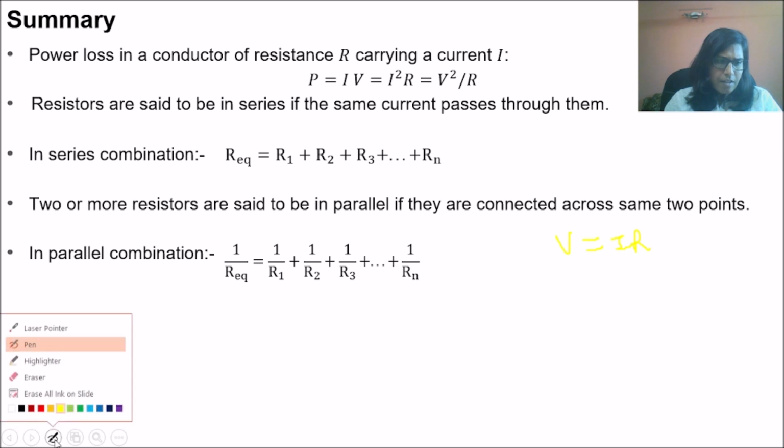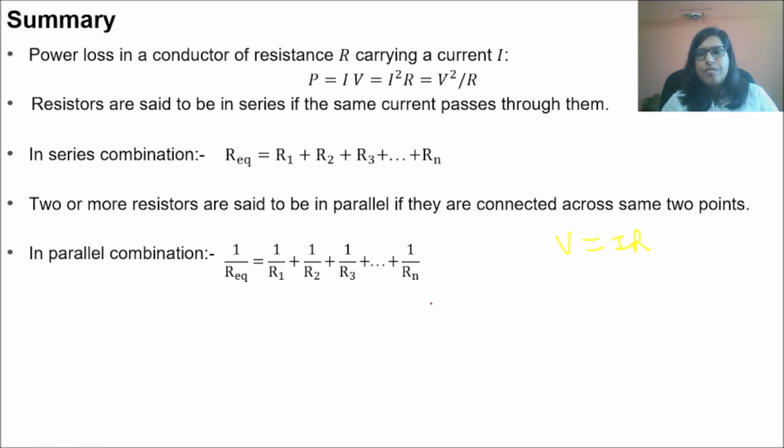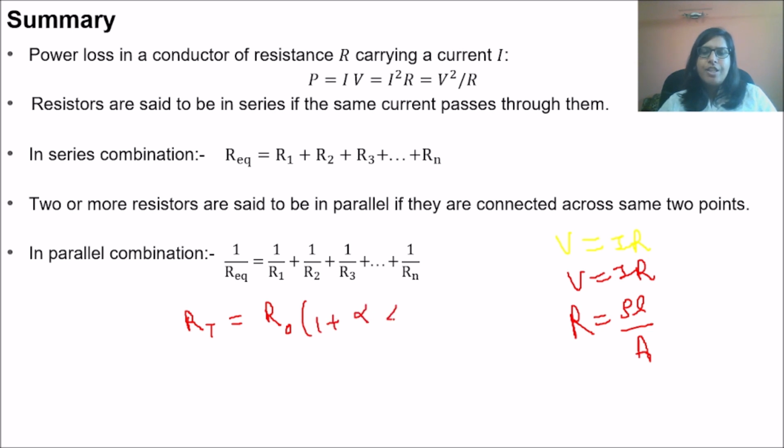We'll change the color, let's take red color. So V equals IR for Ohm's law, and we have studied R equals rho L upon A. Rho is the resistivity which depends on temperature and material only. And we have seen resistance at a temperature equals the resistance at a base temperature times 1 plus alpha into change in temperature. Similarly this formula can be written for resistivity also.